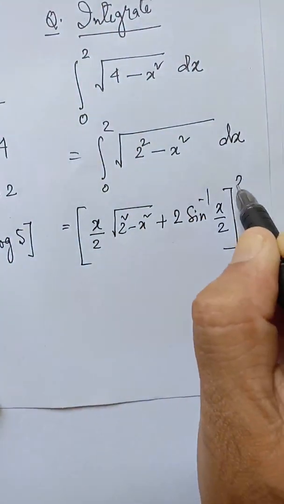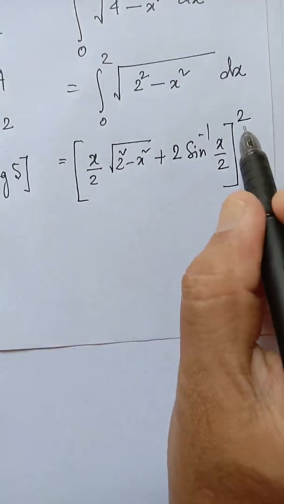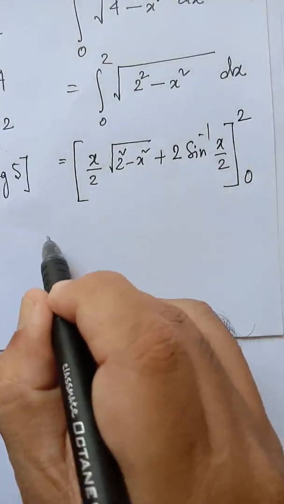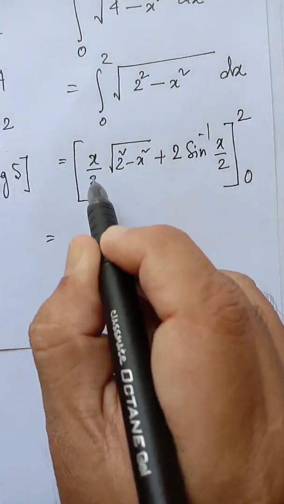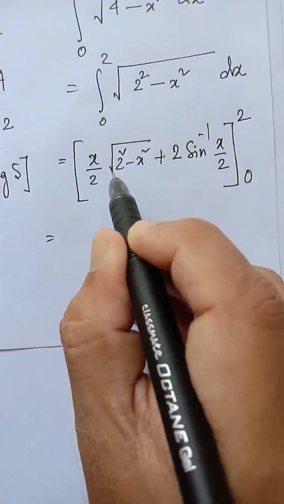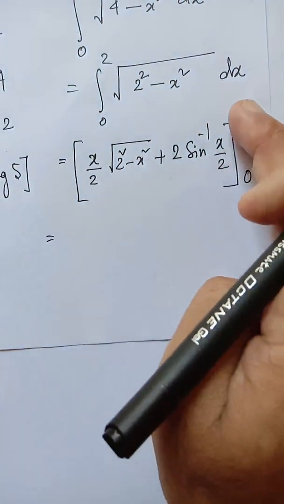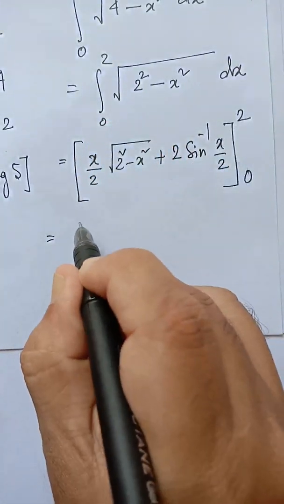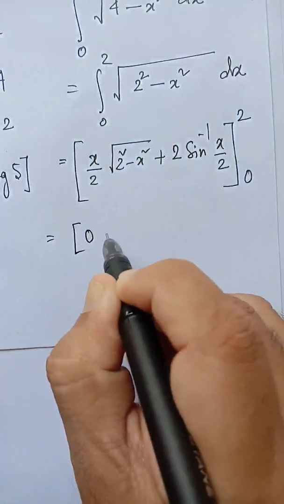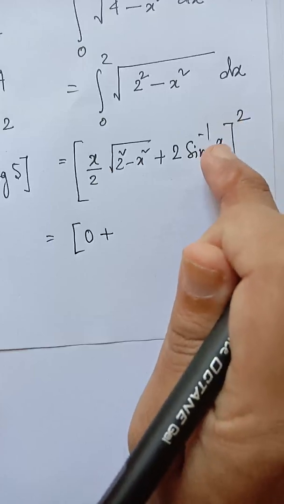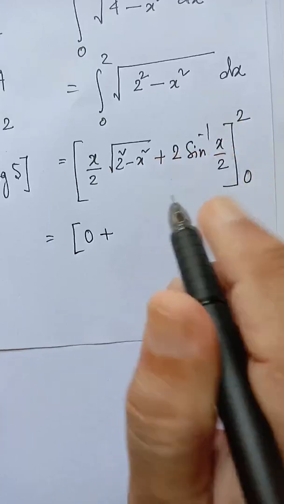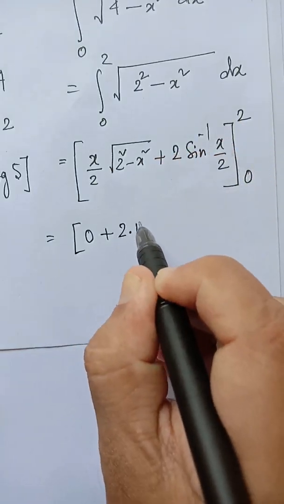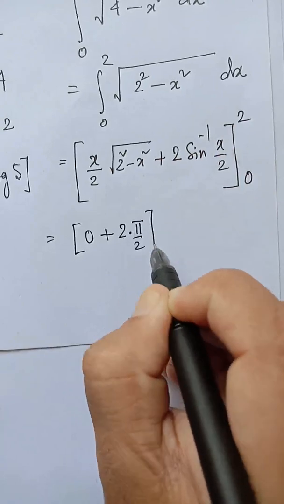The limits are 0 to 2. Next, first of all we put x equal to 2. It will be 2 by 2, 1, into root over 2 square minus 2 square, whose value will be 0. Plus, putting x equal to 2 here, 2 sine inverse of 1. Sine inverse of 1 is pi by 2.